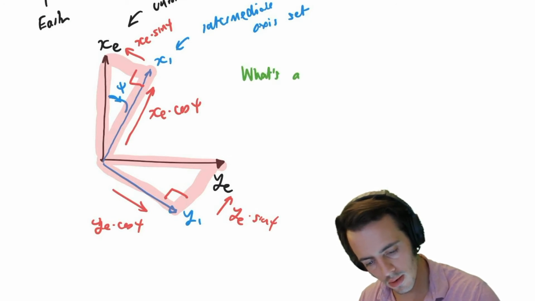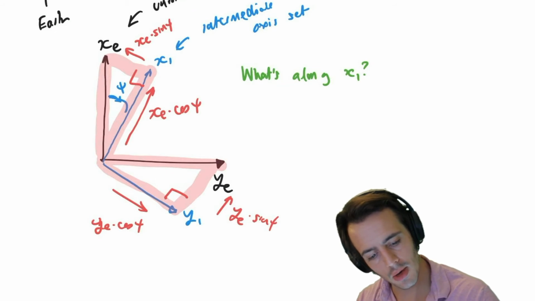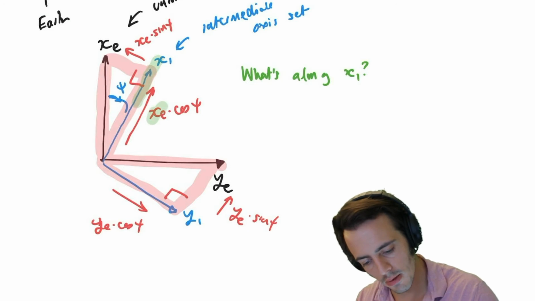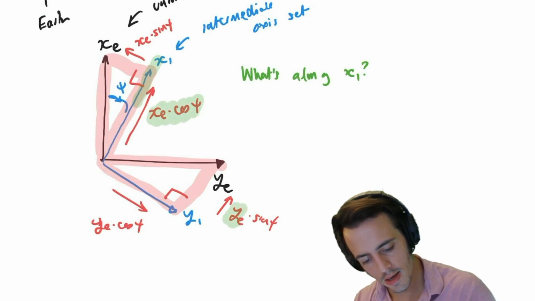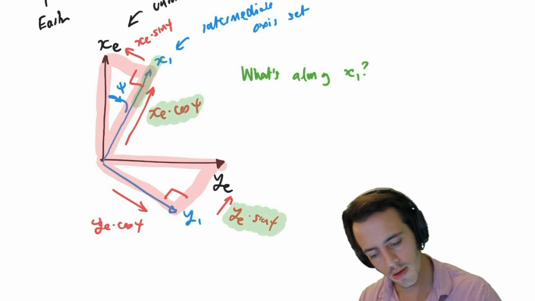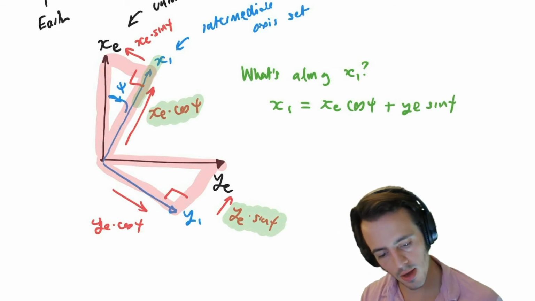So what's along x1? So we're going to look for components that are parallel to x1 now. So we've got, well, x1's in this direction. So we've got xe cosine psi and ye sine psi, and they're both pointed in the same direction as x1. So we can say x1 is equal to xe cosine psi plus ye sine psi.